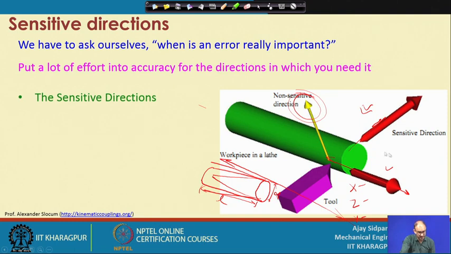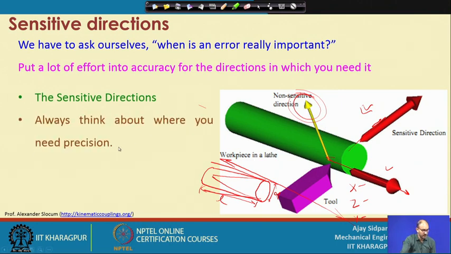So these are the sensitive direction and the non-sensitive direction. Even if something occurs in this non-sensitive direction, you can ignore it, because instead of spending time and money on the non-sensitive direction error, it is better you spend a little more money in the sensitive direction, so that you can get a near perfect component. And always think about where you need precision.